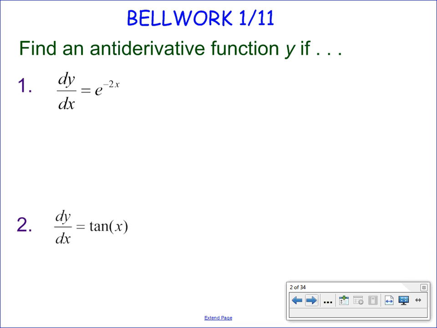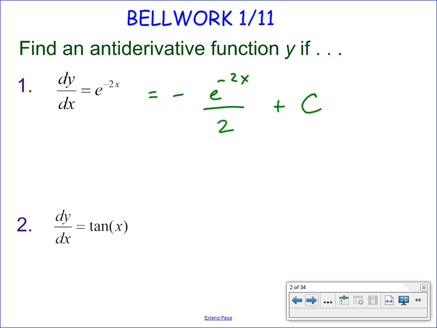Courtney? Negative e to the negative 2x over 2. Awesome. Plus c. And why did you have the plus c, Courtney? Because there could have been a constant that worked. Absolutely. We could have had a plus 17/3 or a minus pi over 3 attached to this antiderivative function, and when differentiated, it still would have produced that result, dy dx equals e to the negative 2x.